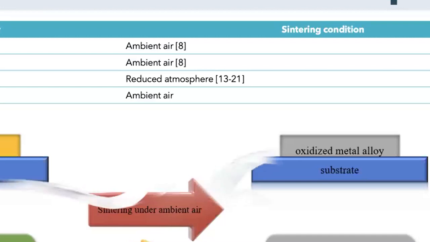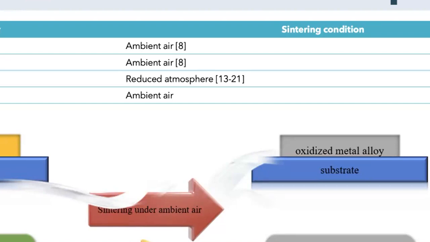Okay, so why do we use this technique? I mean, our research. We know that the alloy used for thick film resistors is mostly ruthenium-based. The sintering condition is ambient air, and also for silver palladium, ambient air. But those materials are really expensive and not stable. The copper nickel alloy is quite economical, but the sintering condition needs a reduced atmosphere.